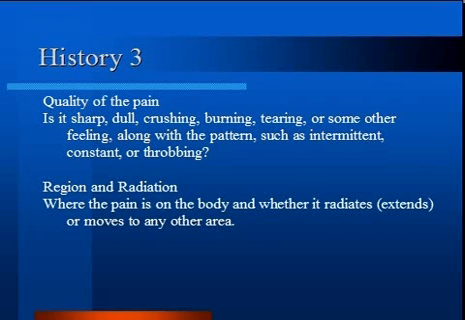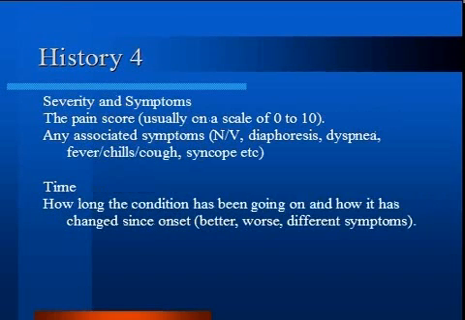Region and radiation. Where is the pain on the body, and does it radiate to any other area? Coronary ischemia can result in radiation through the jaw and arms. Other referred pains can provide clues to the underlying cause. For instance, aortic dissection, pancreatitis, and cholecystitis classically radiate to the back.